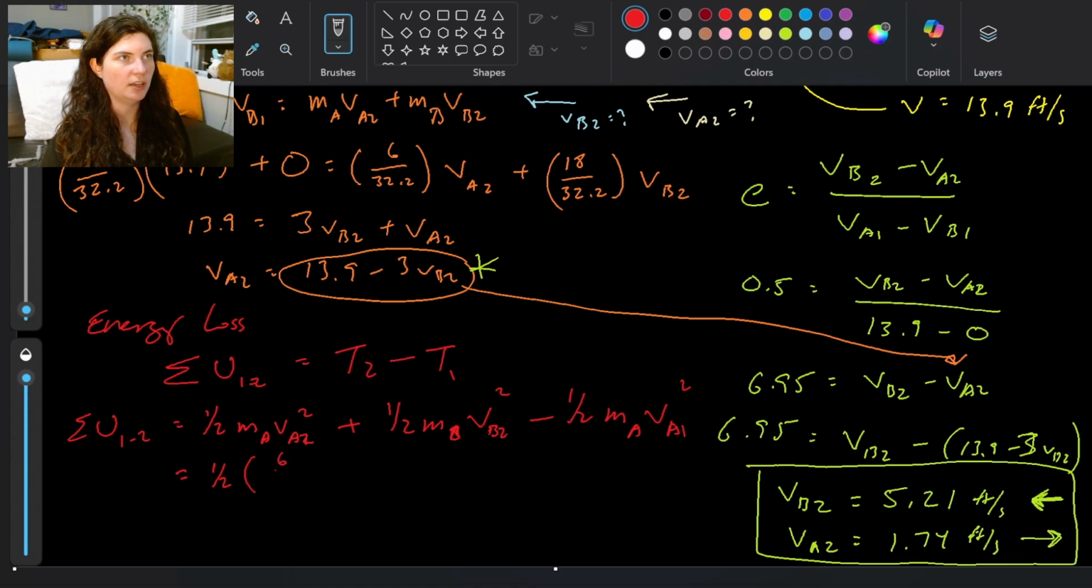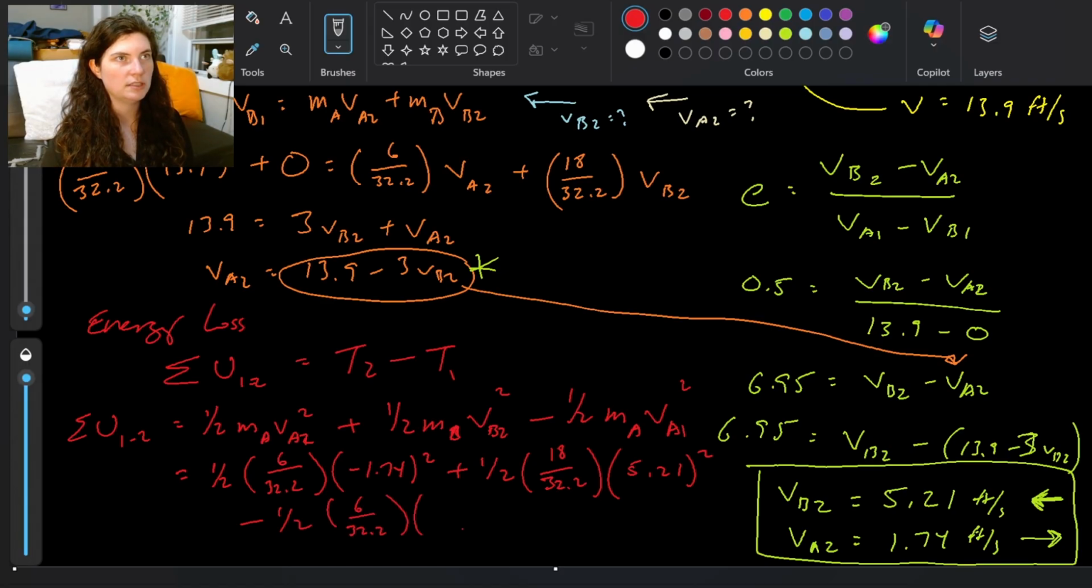1/2 times mass of A was 6/32.2 times my VA2 squared, we just found that, negative 1.74 squared, plus 1/2 MB is 18/32.2 times VB2, 5.21 squared, minus 1/2 times 6/32.2 times initial speed was 13.9 feet per second, that is squared. And it's just punching all of that into the calculator. Notice that nothing here cancels. This doesn't equal 0. We're just punching this into the calculator to find this energy loss.